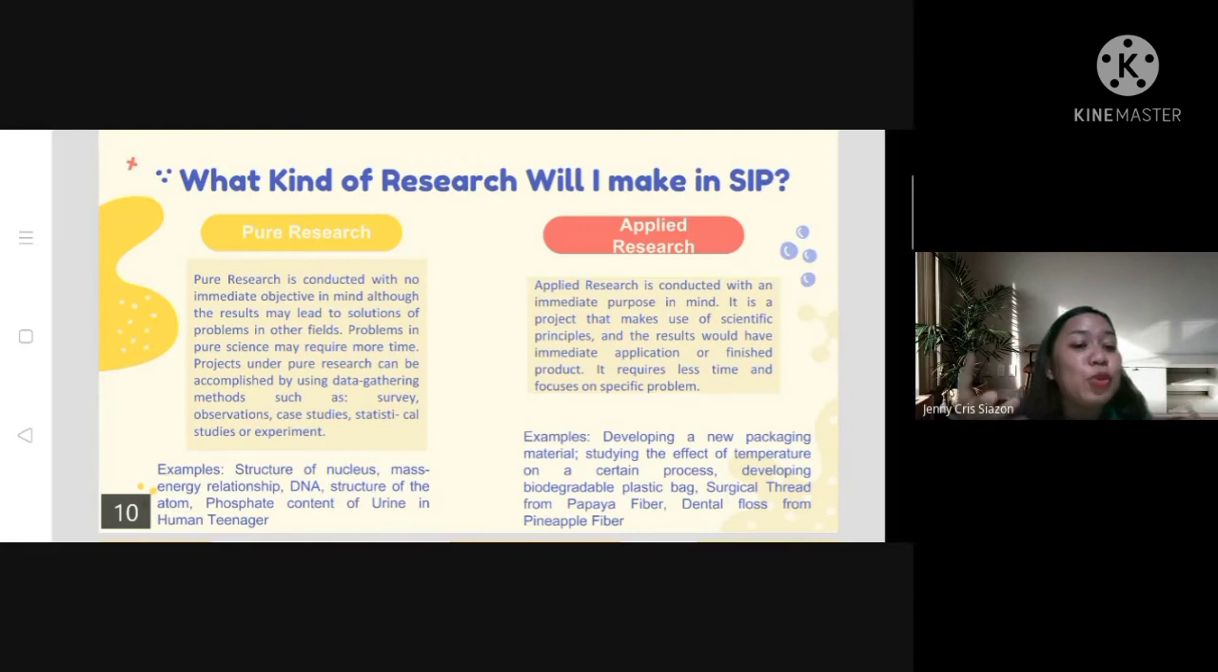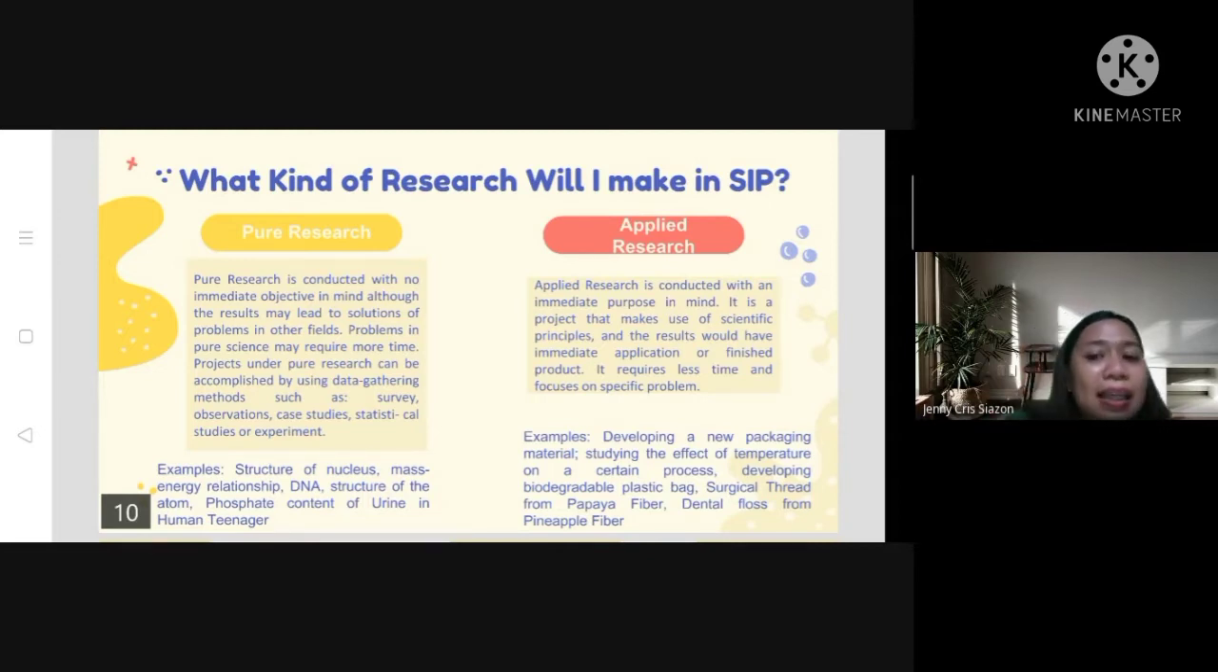Okay, so basically, sa pure research, pag-aaralan mo ng husto ang mga existing facts in sciences. Okay, so, medyo mahaba, no, ang kailangan na oras when you are doing the pure research. Pero kailangan mo rin ng maraming statistical methods in order for you to conduct this research.